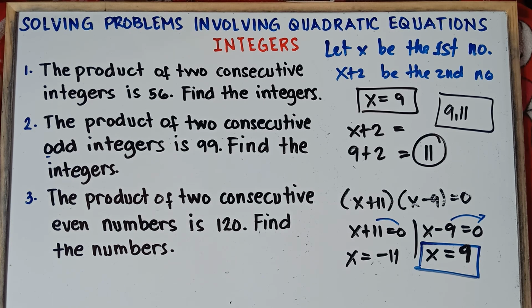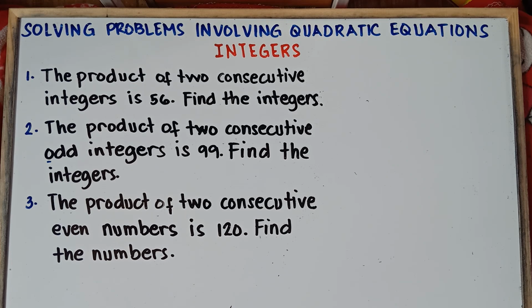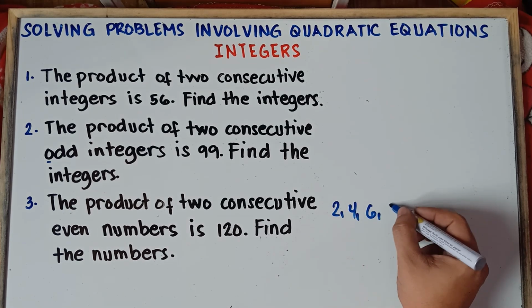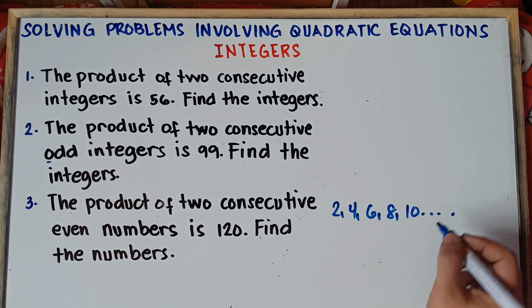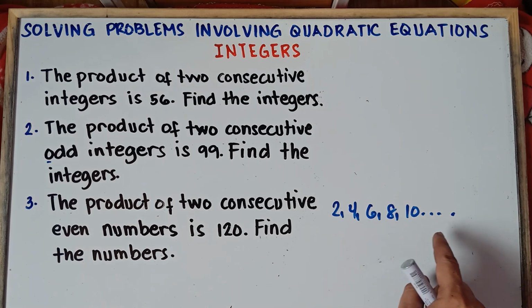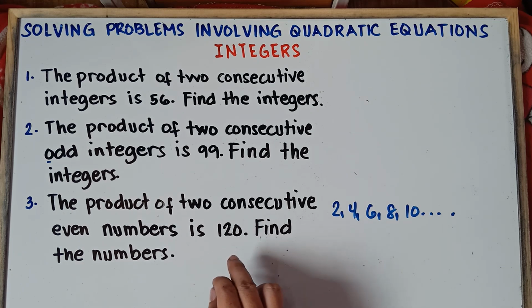Alright, so last example, class. Example number 3. The product of two consecutive even numbers is 120. Find the numbers. Now, what are those even numbers, class? That's correct. That would be 2, 4, 6, 8, 10, and so on. These are even numbers, and these are consecutive even numbers. So the product of two consecutive even numbers is 120.